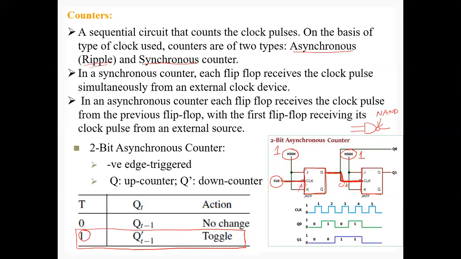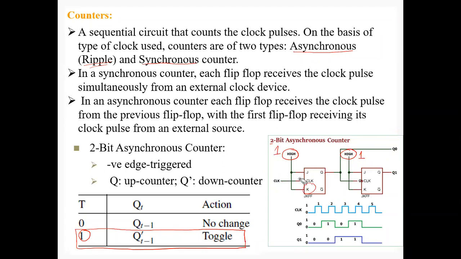The clock gives the signal to the first flip-flop. Then the output of the first one becomes the clock signal to the second flip-flop. Okay, how are the JK terminals? The JK terminals are both high in this kind of counter, the 2-bit asynchronous counter. So we keep J and K both high. This is J, this is K, both are high. So that's what happens.